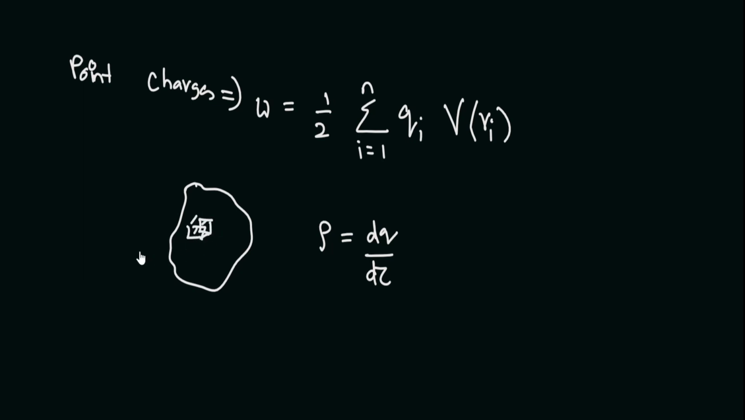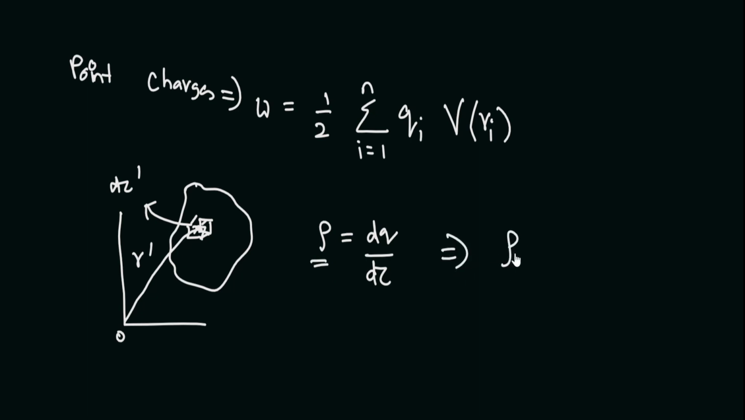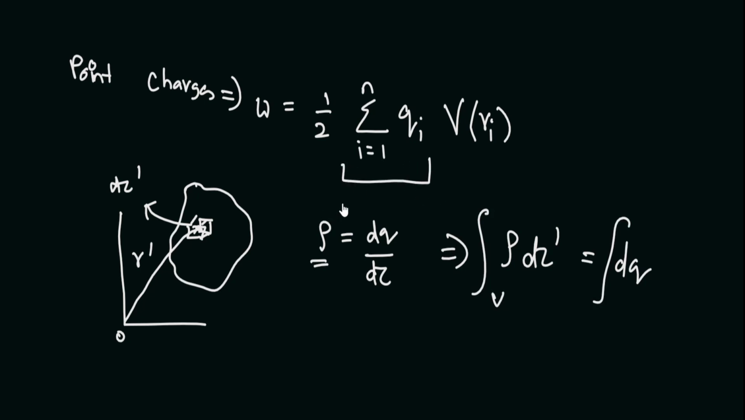Let's draw our axis and let the position of this volume element be r prime. That is, the distance of this volume element from the origin O will be r prime. And let's call the volume of the small volume element d tau prime, prime because these will be our integrating variables. And we already know rho, which is the volume charge density. So if we multiply rho times d tau prime, we will get a small charge element dq. And when we integrate this over the entire volume, we will get the charges. So essentially, we are just converting the summation into an integral.